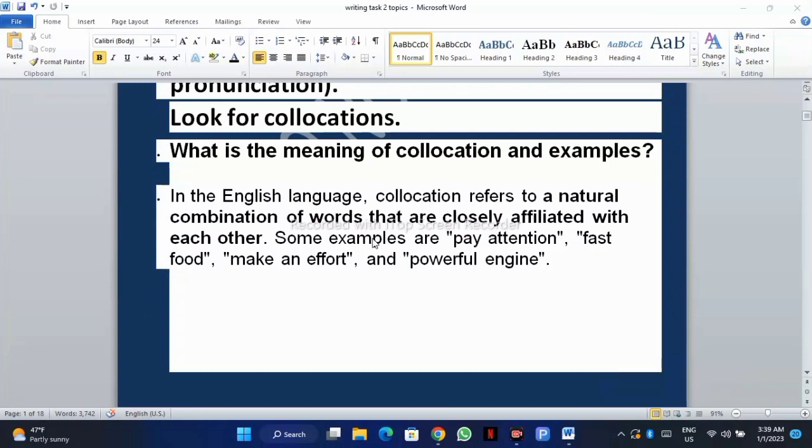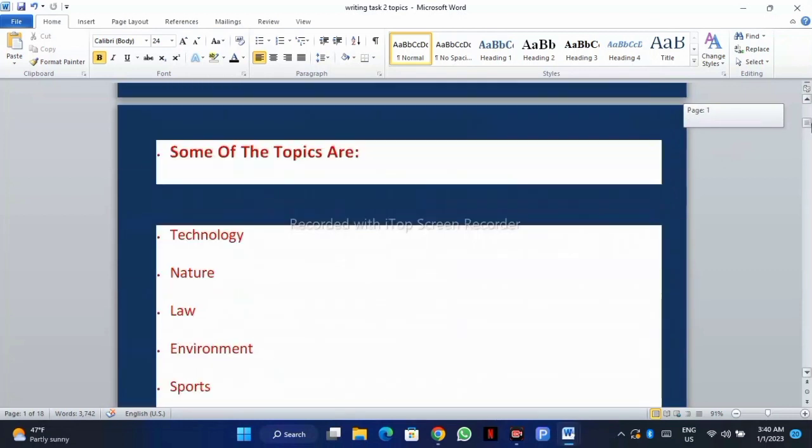Collocations are very helpful to improve your score not only in writing but also in reading and speaking. For example, in reading, you shouldn't go for individual words. You should go for the collocations, I mean the group of words. It will increase your speed for reading.